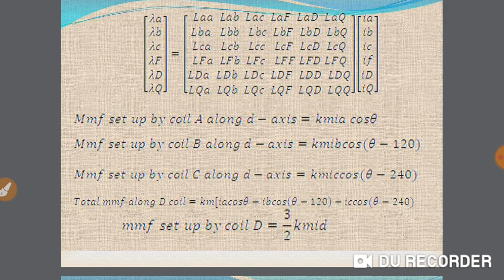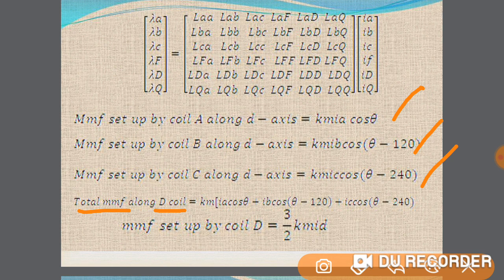So if we need to calculate the total MMF along the D coil, what will it be for the D axis? The addition of these three equations. As we are making the addition in the form of algebraic addition, it will include a minus sign in between the thetas, which we have already seen. So this becomes theta minus 120 and theta minus 240. This we have already seen in these two equations.